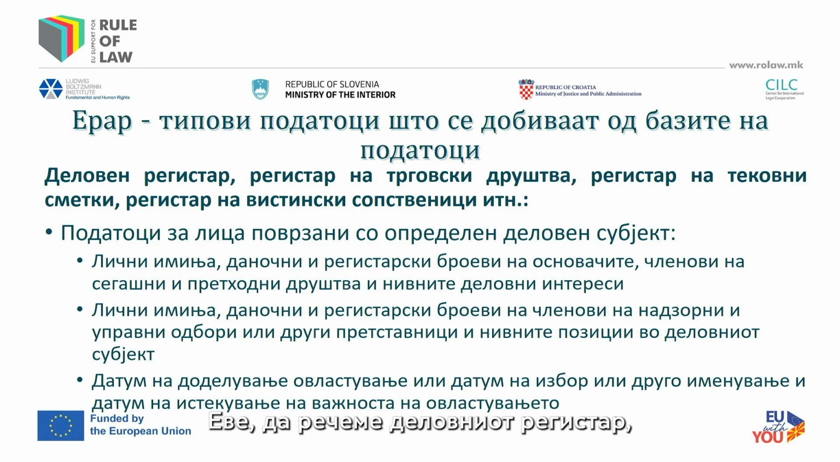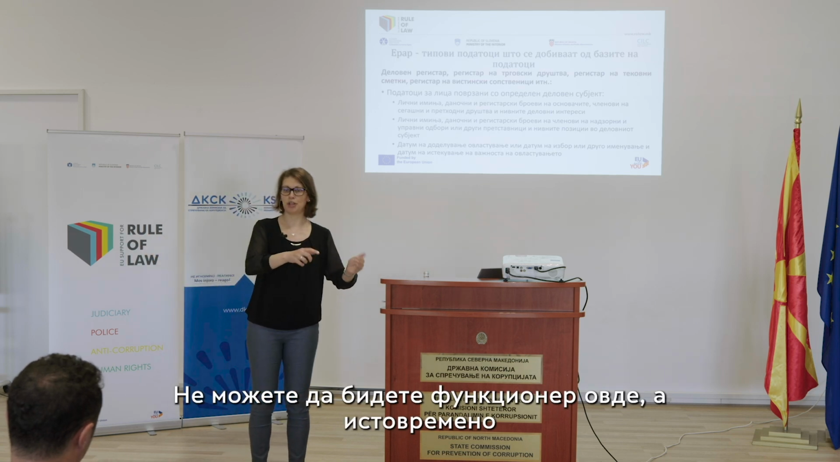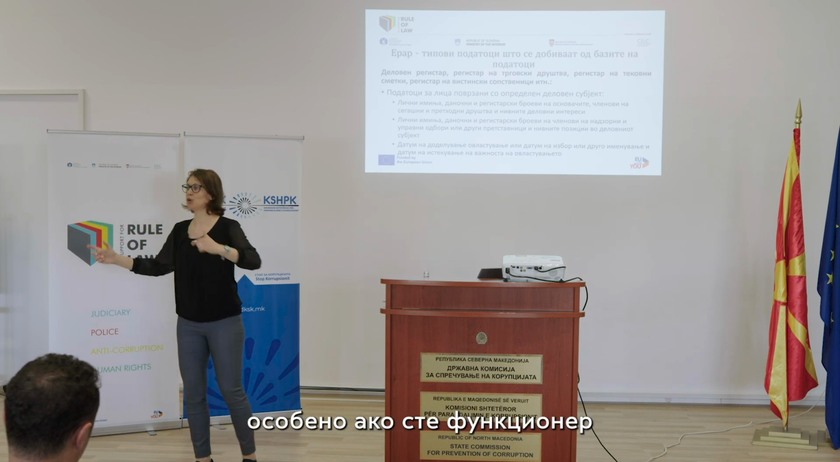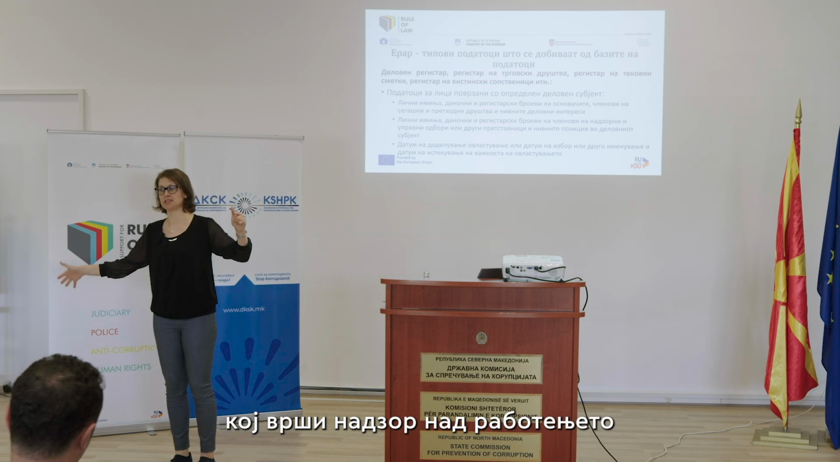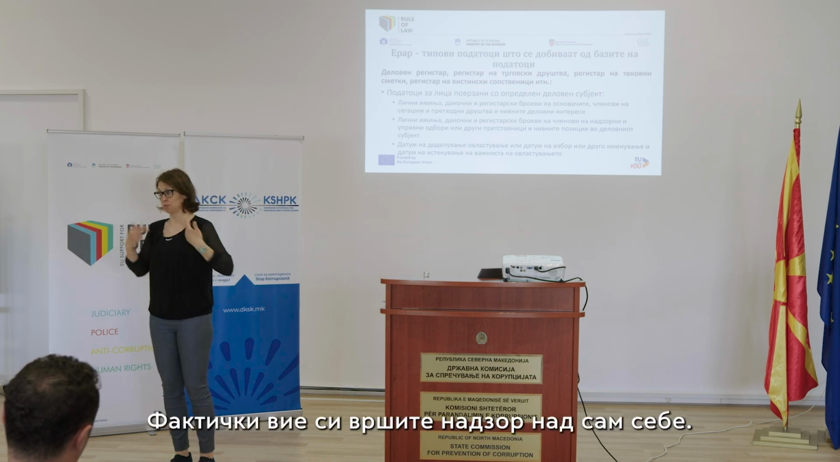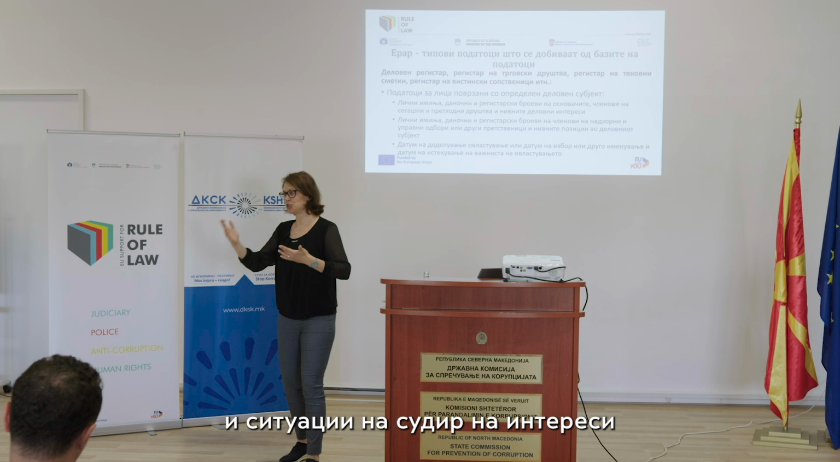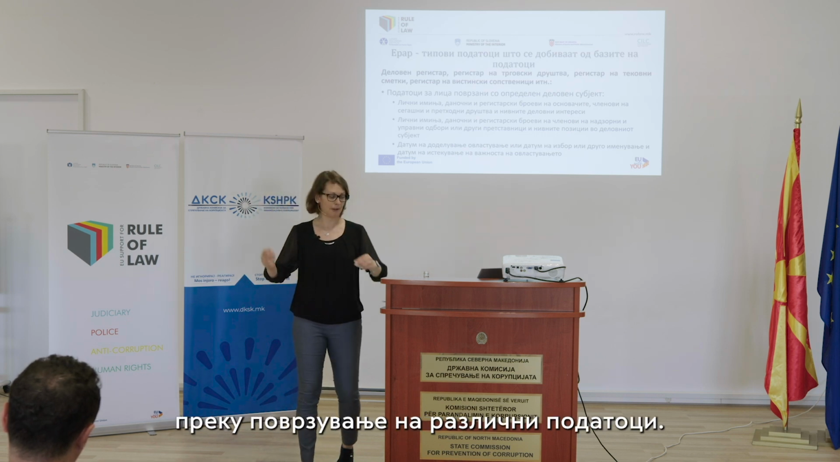Also, let's say business register, etc. You get data on persons that are associated with a particular company. So who established the company, who owns the company, who is the supervisor of the company. So we can also make this linkage because we do have incompatibility of functions. You cannot be an office holder here at the same time being a member of the supervisory board, especially if you're, as an office holder, supervising the performance and business of this company. You're supervising yourself, right? So we actually can detect incompatibility of functions and conflict of interest situation by connecting various data.